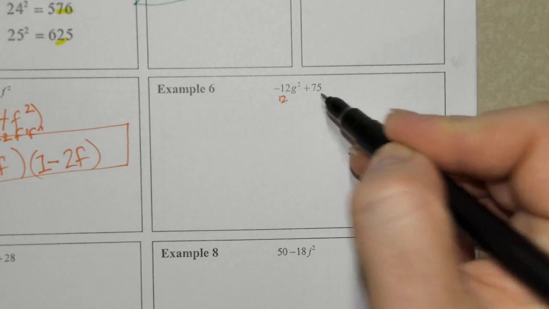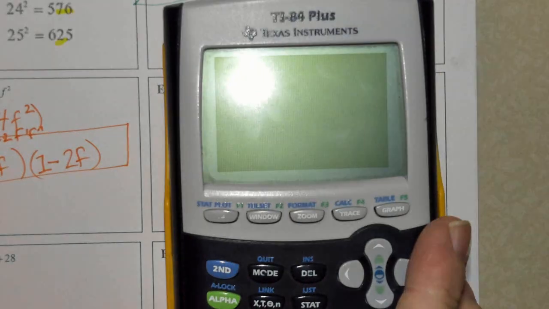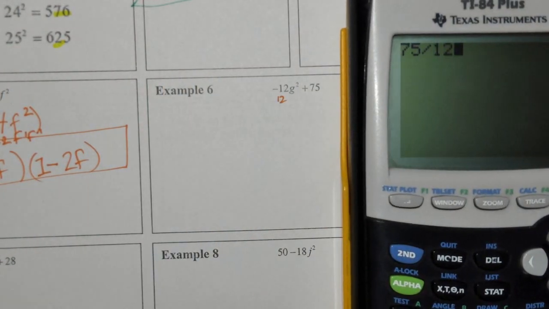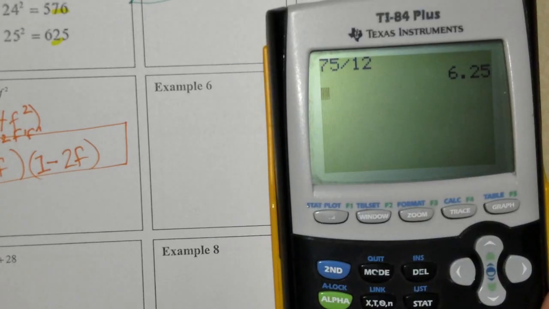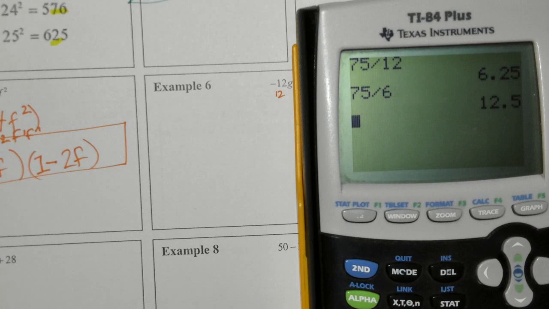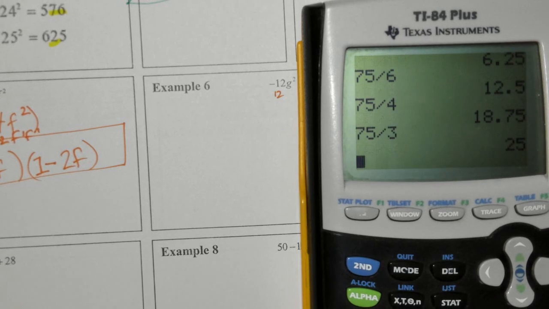Can everybody grab your calculator and type in 75? Now I'm going to take 75 divided by the largest factor of 12, which is 12. It's not a whole number, so let's try the next factor of 12. 75 divided by 6, that doesn't work. 75 divided by 4, does not work. 75 divided by 3, oh, there it works.